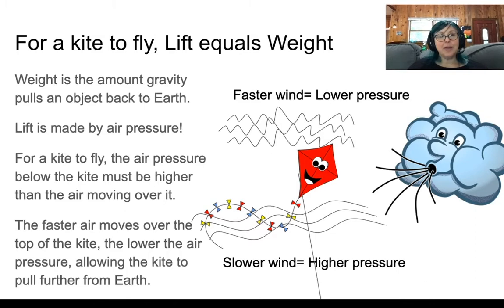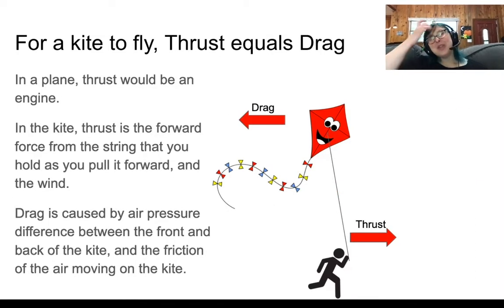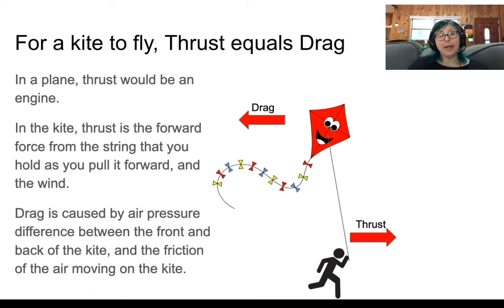So next, what are the next things? Thrust and drag have to equal each other. So what is thrust? Thrust is going to be you pulling the string and running. It's going to get taken over by the wind. If it was a plane, the thrust would be an engine, and that's what's pushing the plane forward.